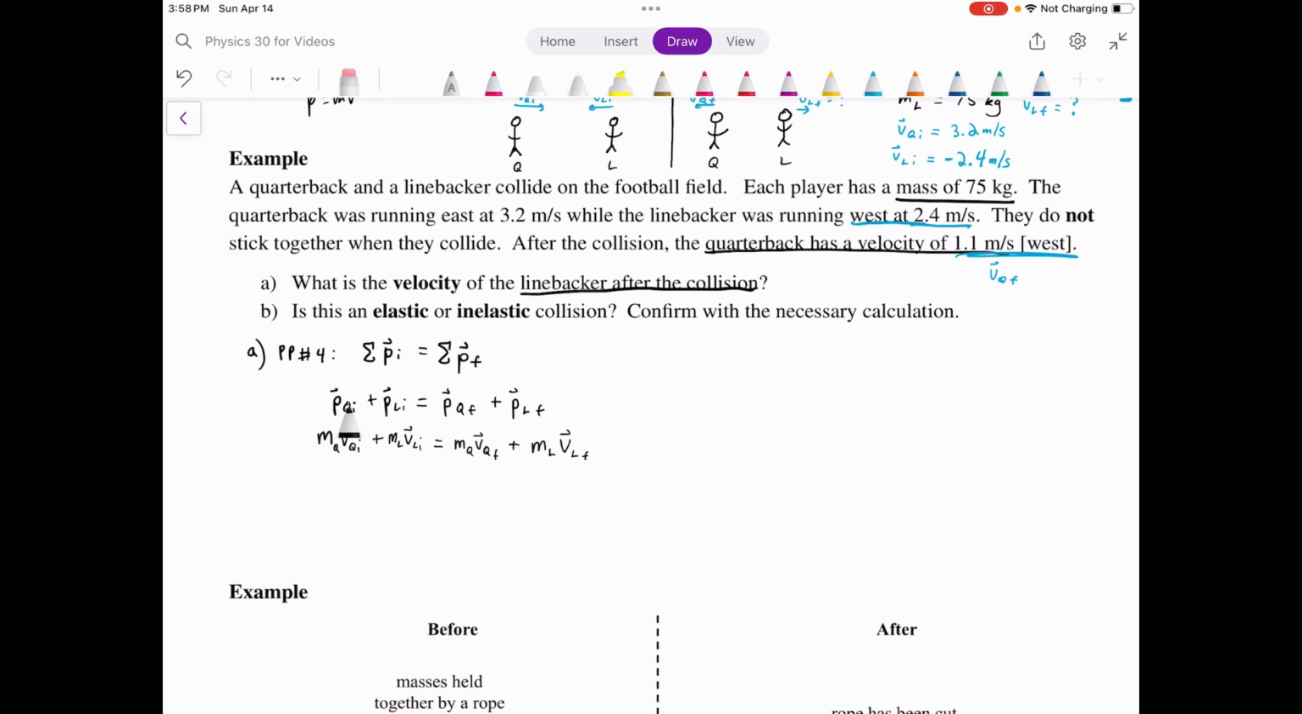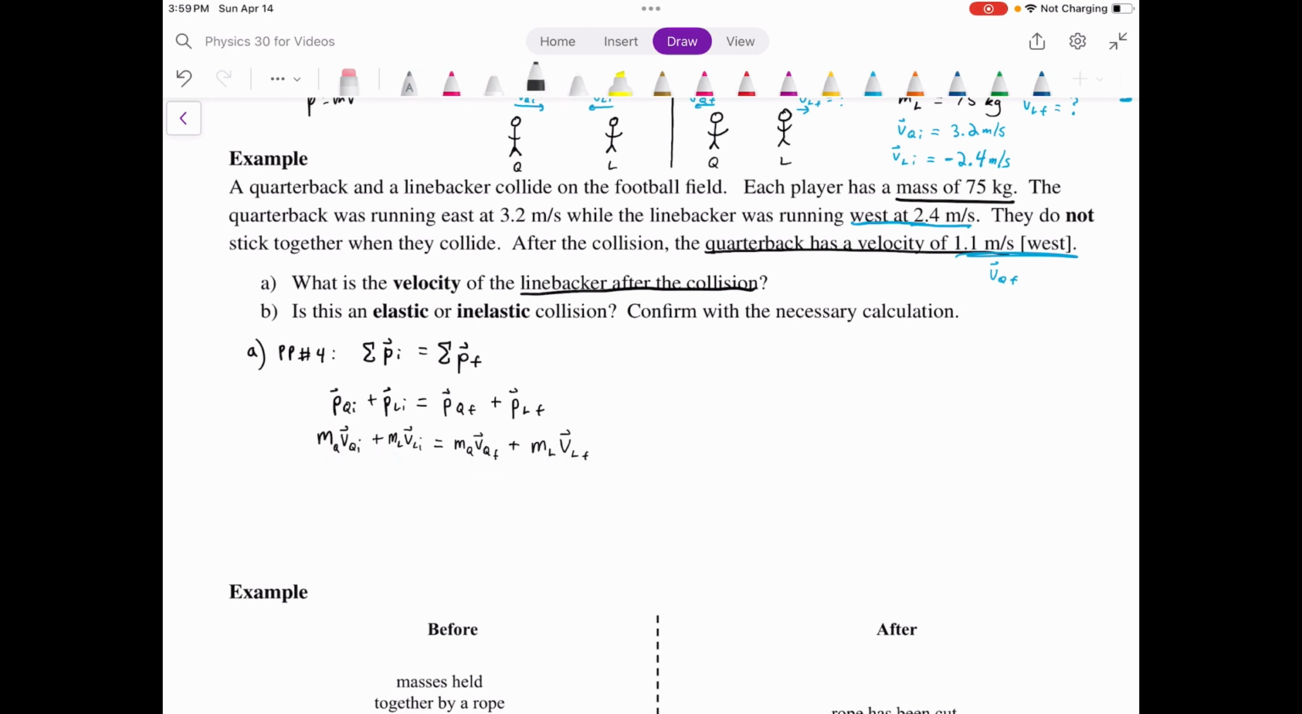So far all we've done is say total initial equals total final. Total initial is just the quarterback plus the linebacker initial. Final is quarterback plus linebacker final. And then we've broken each of those P's down into their corresponding MVs, right? Momentum of the quarterback initial is mass quarterback times the quarterback's initial velocity. Momentum of the linebacker final is the linebacker's mass times the linebacker's final velocity, right?